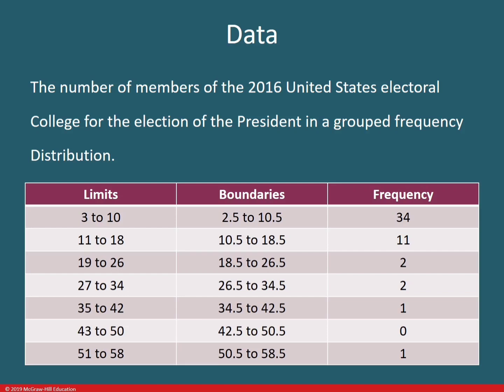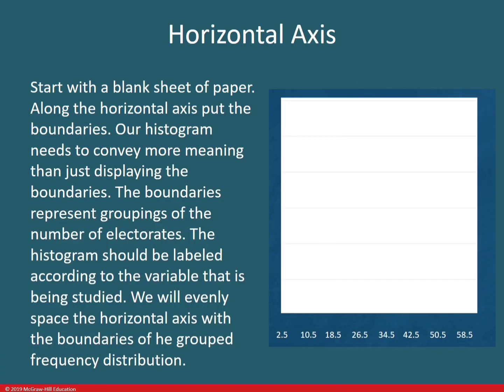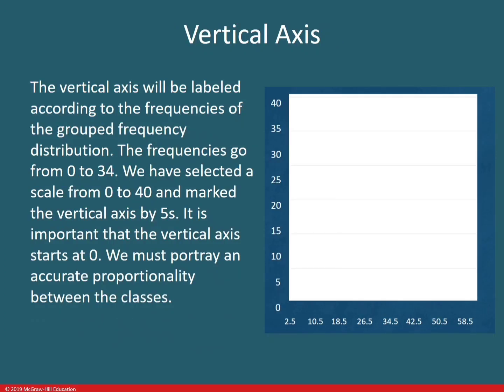So here is the example that we just did, and we are going to graph this using the histogram graph. So first things first, on a blank sheet of paper, you are going to put your class boundaries on the bottom, right? The class boundaries that you have, 2.5 up to 10.5, and then from 10.5 up to 18.5. And on the y-axis, we're going to put our frequencies, right? We have up to 34, right?